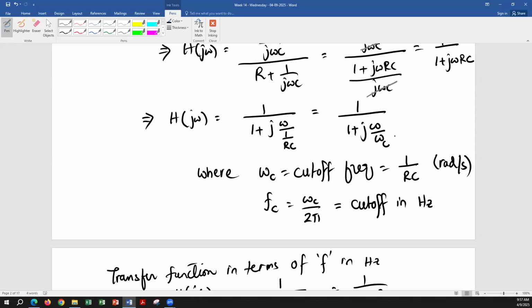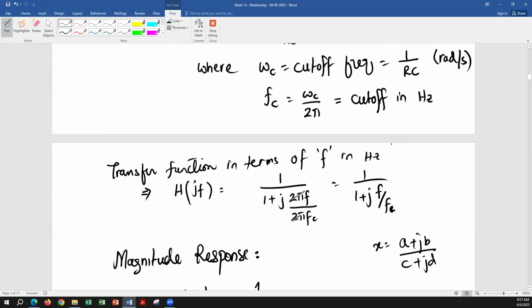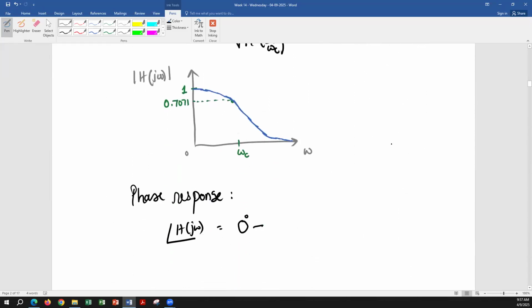So the imaginary part is omega over omega c. The real part is 1. So it's simply tangent inverse of omega over omega c, arctan of omega over omega c, or simply negative arctan of omega over omega c. That is the phase response.